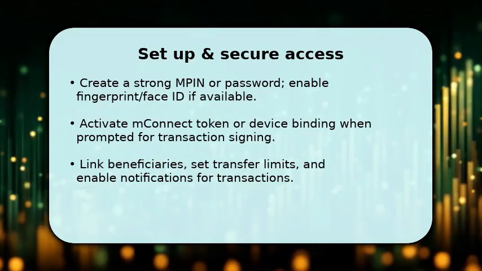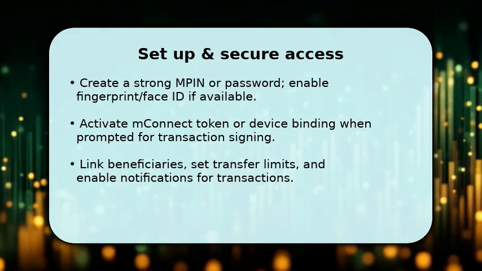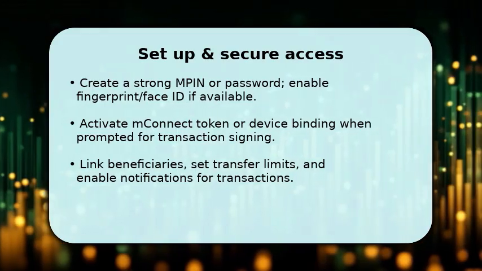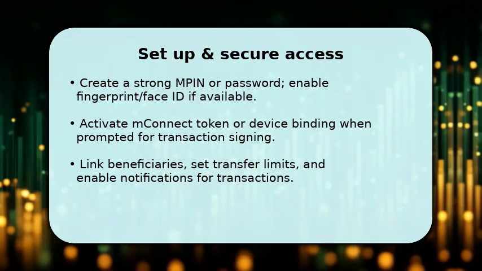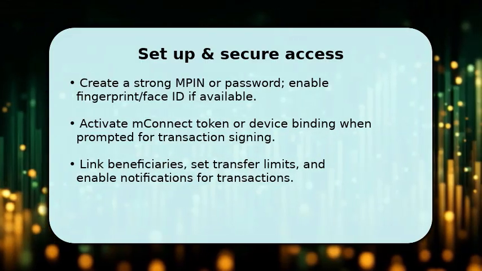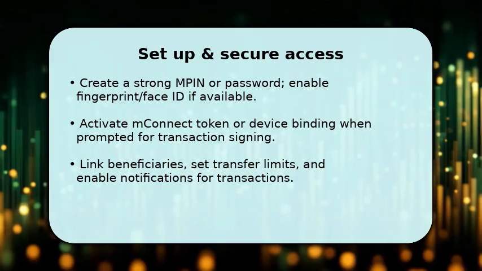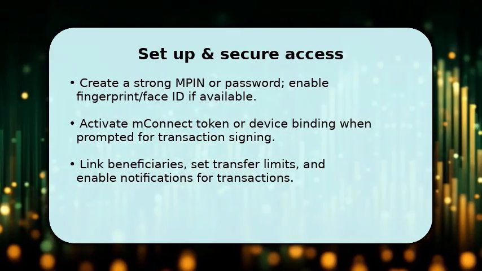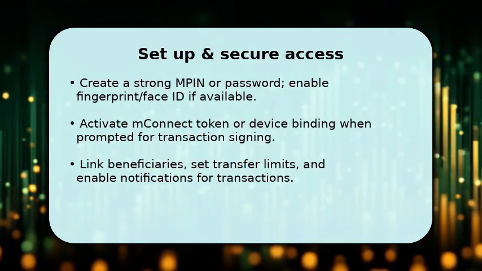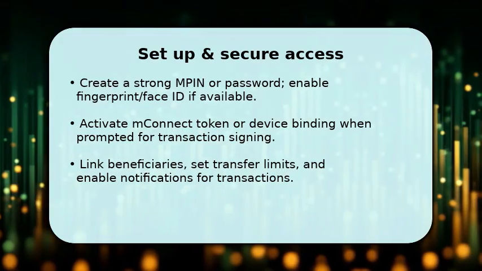Create an MPIN or password, and if your phone supports it, enable biometrics for faster login. Then activate the app's token or device binding to authorize transactions without repeated net banking logins. This is the step that ties your device to the bank for secure OTP-less confirmations.